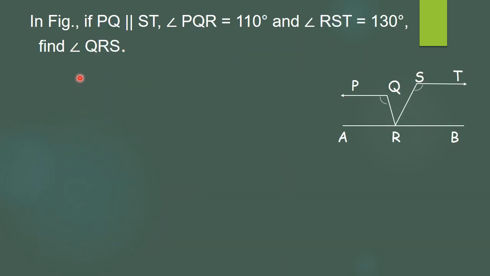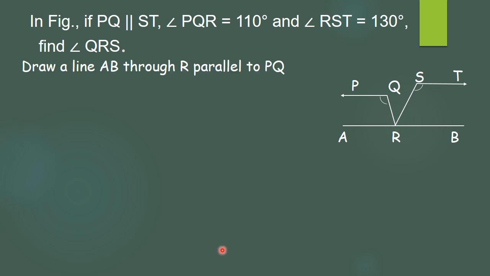Now in the next question, what they have given, PQ and ST is parallel. This line is not given first, they have just given the ray PQ and the ray ST are parallel. Angle PQR is given 110, while angle RST is given 130. They have asked to find out angle QRS. Now to find out this QRS, first we will draw a line through R parallel to PQ. So we are drawing the line AB parallel to PQ passing through R.